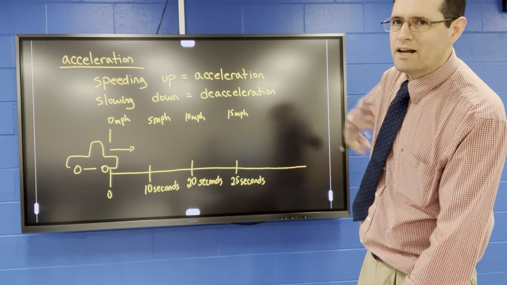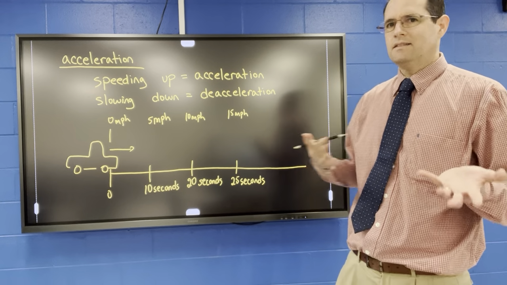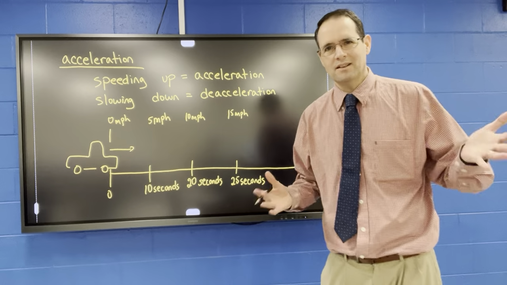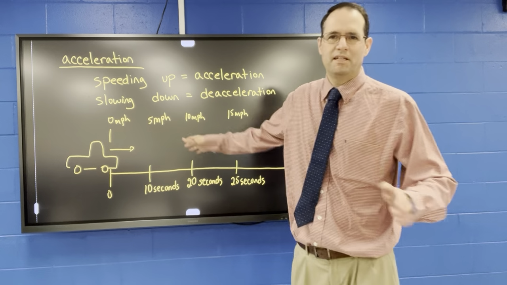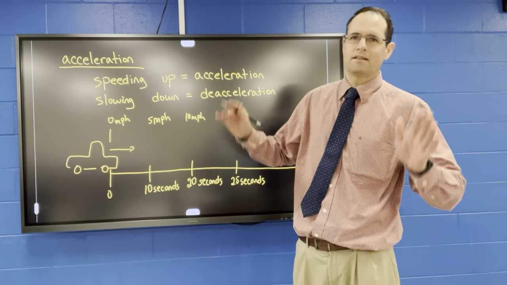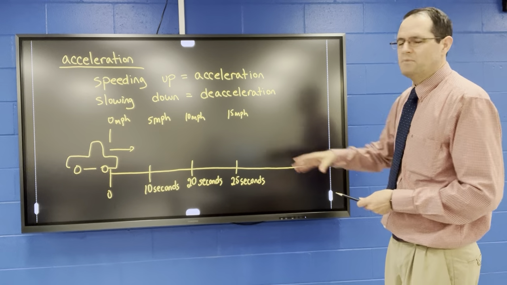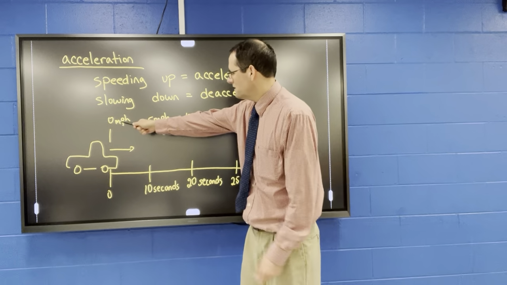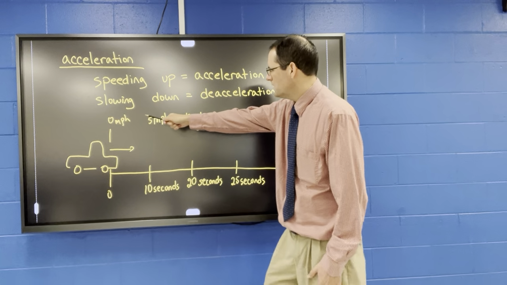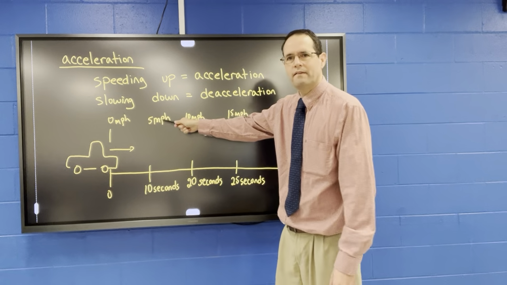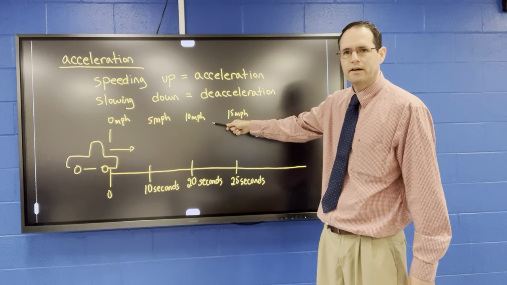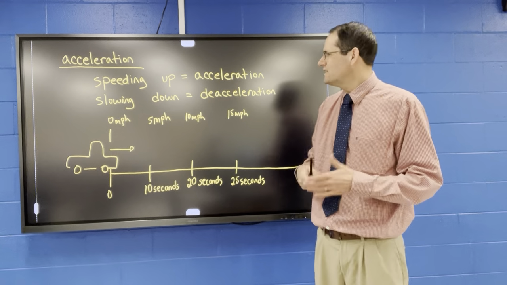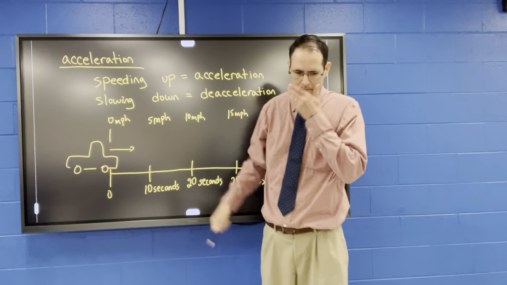The graph could go on, and this is a very slow acceleration. We're normally zooming down the street after 10 seconds, up to the speed limit or something. But for the sake of discourse here, let's describe this. So you can see how the speed is constantly changing. We're starting out with zero, and then after a while you're 5, and then after a while you're 10, and then after a while you're 15. So we call that speeding up.